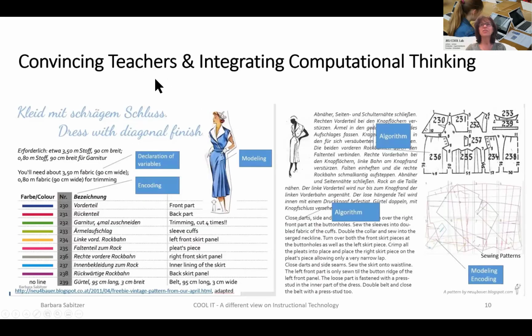So convincing teachers is really necessary, but it is not so difficult. It's easy when we pick them up where they are, regarding their competencies, regarding their lesson plans. Then it is possible, and we can integrate computational thinking. As you can see here, this was a workshop for a fashion design class, where we introduced several basic concepts of computer science, like algorithms, directly into the task that they had to do for fashion design.